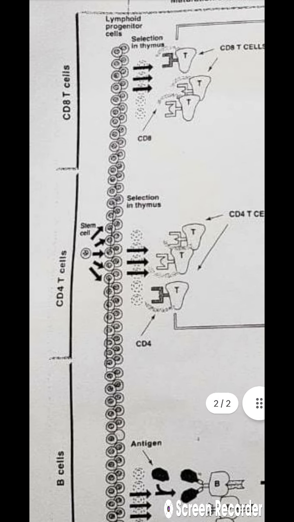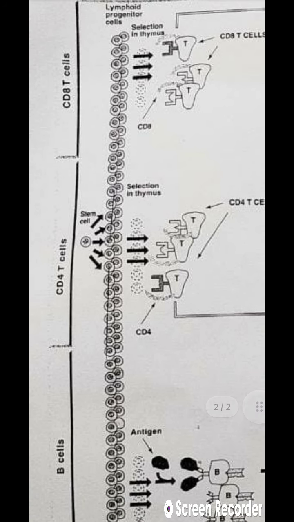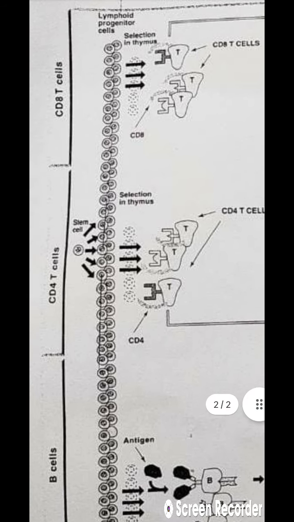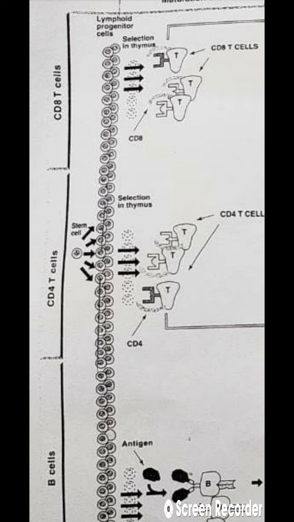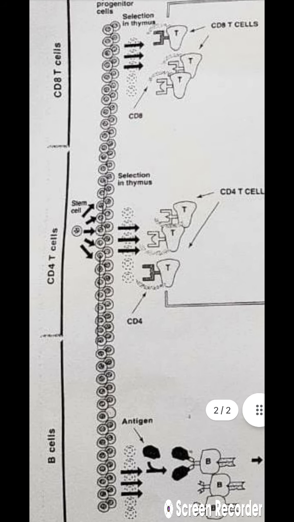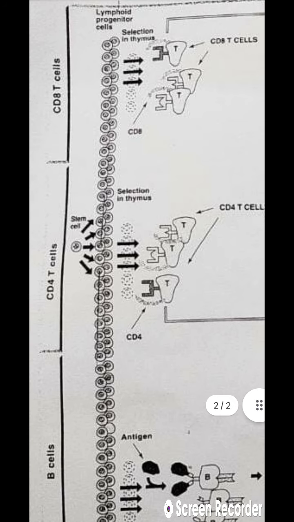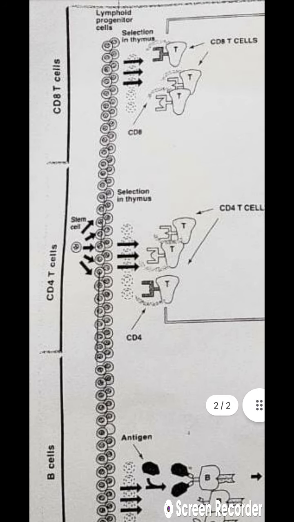Please see, there are stem cells found in the bone marrow, and these stem cells are the precursors of all these lymphoid progenitor cells. See, these are the lymphoid progenitor cells. And from these lymphoid progenitor cells, different types of cells, CD4 T cells, CD8 T cells, and B cells develop. Now, you know the primary lymphoid organs and secondary lymphoid organs.